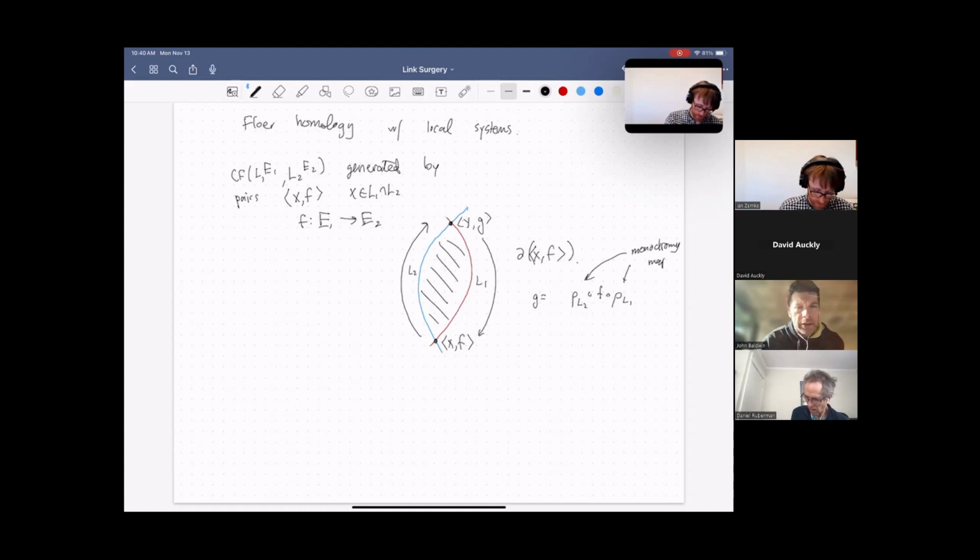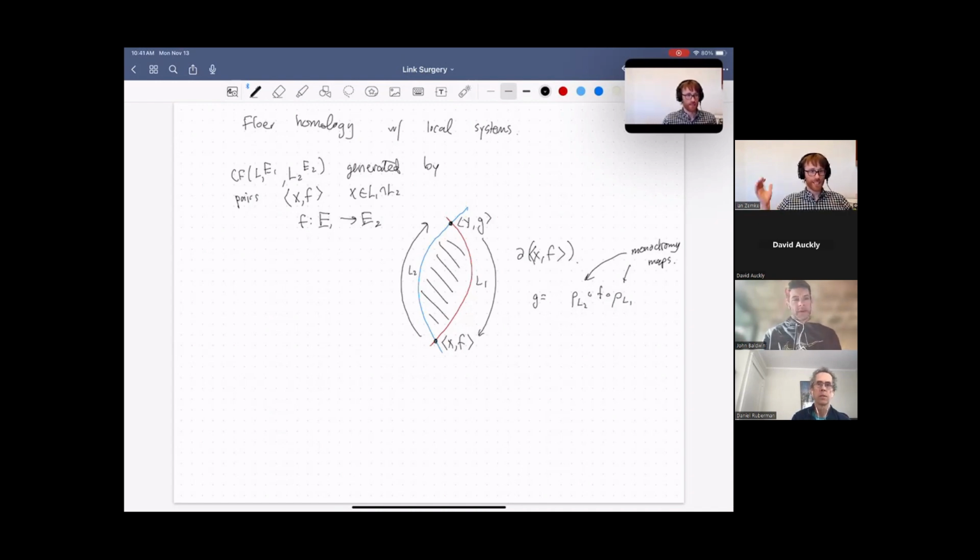Do you mean to be going counterclockwise? Do I mean to be going... I guess we're going clockwise. I want to do L1 first, I think, is the natural order. But from Y to X? Yes, we go from Y to X. So we go along L1 from Y to X, and then we compose with F, and then we go back to Y along L2.